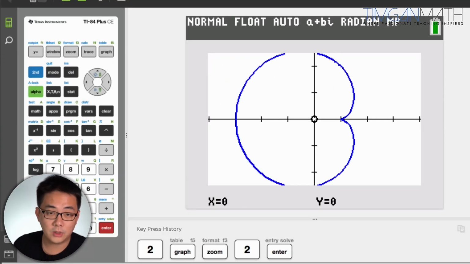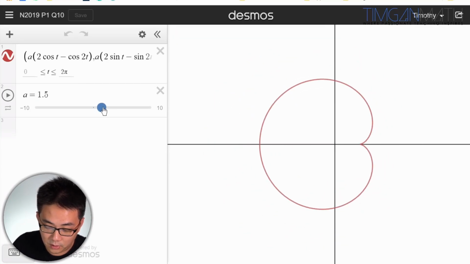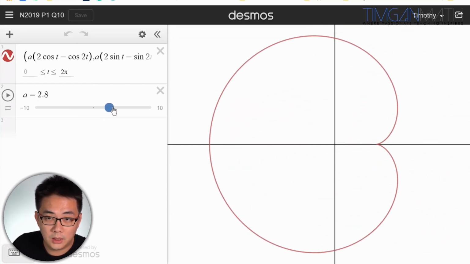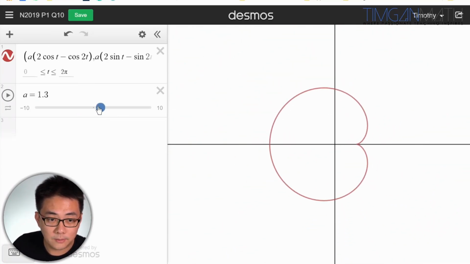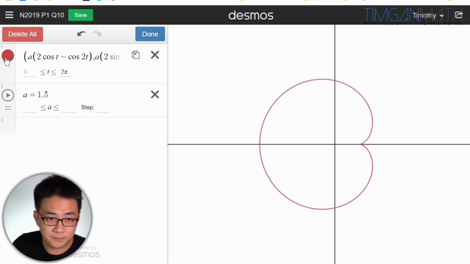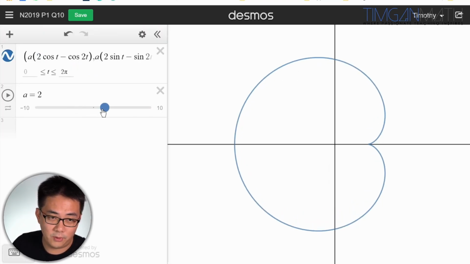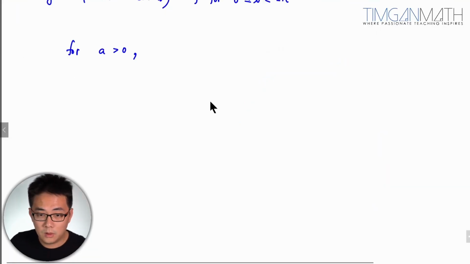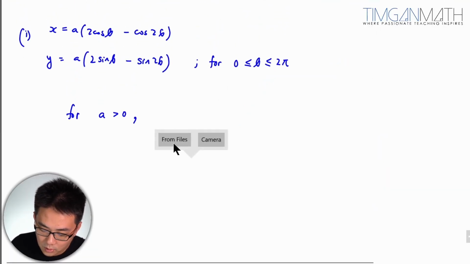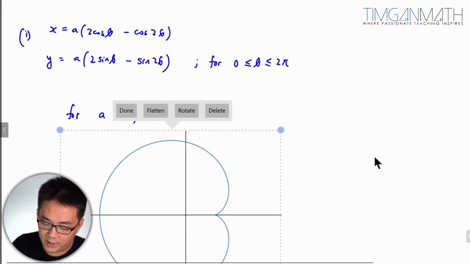So I'm just going to use my Desmos to sketch. As you can see here, with a different value of a, the graph that we're looking at is different. You can easily key this into Desmos to see how this graph will look like. I'm just going to roughly take the positive one, but if you take the negative one, it's fine also.